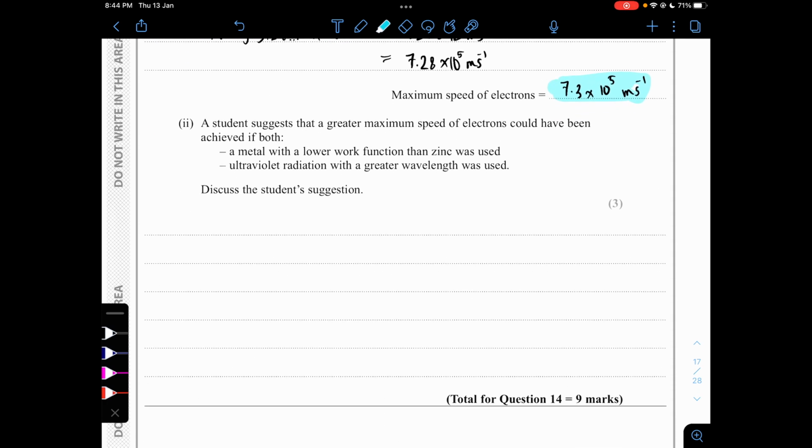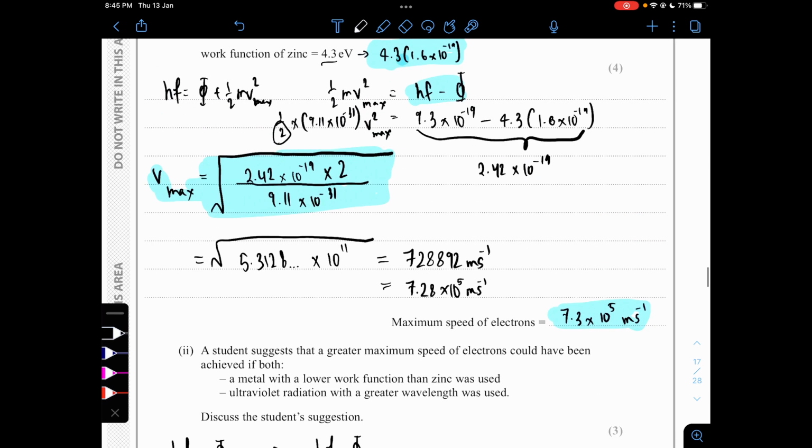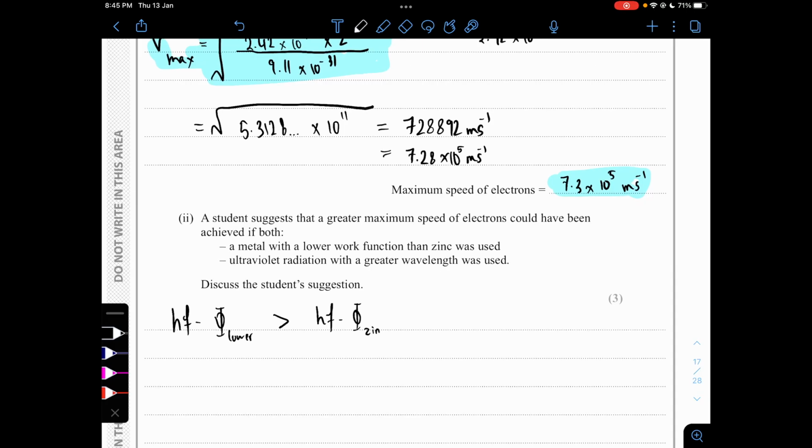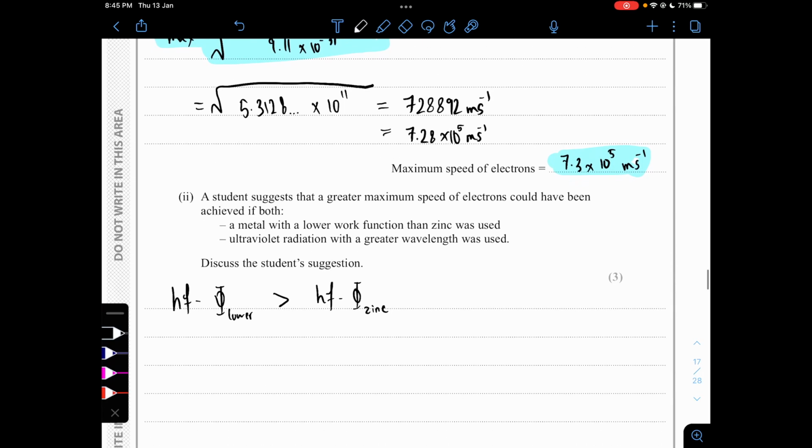A student suggests that a greater maximum speed of electrons could have been achieved if either a metal with a lower work function than zinc was used, or ultraviolet radiation with a greater wavelength was used. Discuss the suggestion. Let's look at the first one. If we had a lower work function, what would that mean? That means that hf minus that lower work function would be greater than our hf minus the work function of zinc, right? Of the zinc that we're doing.